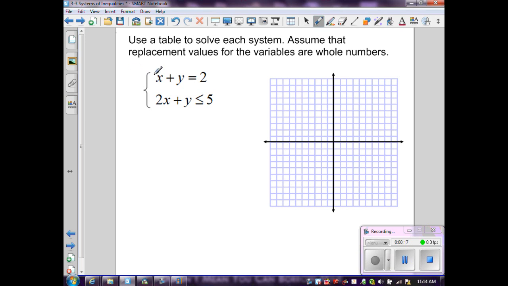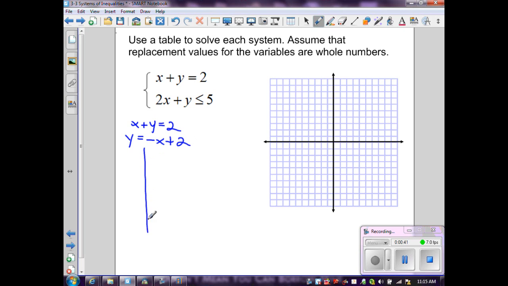So we want to solve each one of these inequalities or equations, graph them, and determine what the solution set is for the system of equations. Let's take a look at the first equation. X plus y equals 2. Recall when we make a table to solve and graph equations, we have to solve for y. So I'm going to subtract x on both sides. That gives me a negative x plus 2.